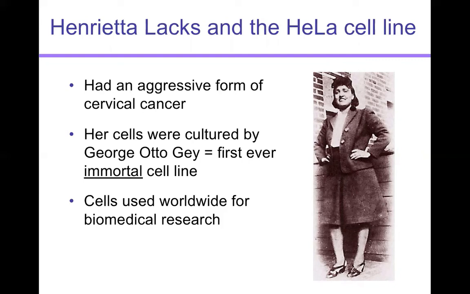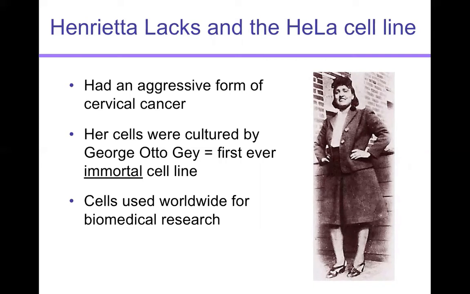And those cells came from a woman named Henrietta Lacks. Henrietta Lacks was an African-American woman in the 1950s. She had a very aggressive form of cervical cancer. So she went into the hospital and was evaluated. And some of her cells, both the cancerous cells and her normal cells, were cultured. And the cancerous cells were ones that were very intriguing.